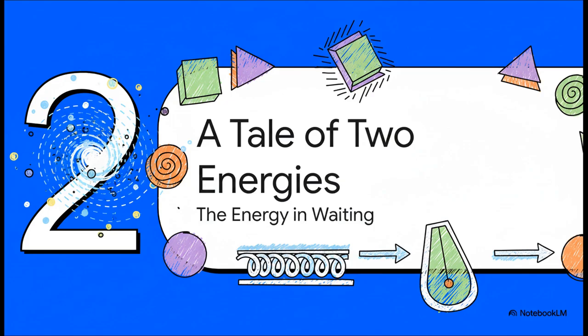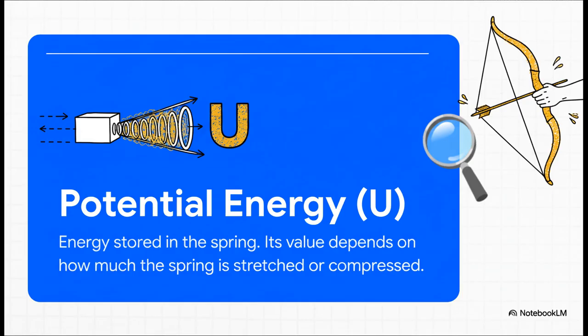But kinetic energy is only half the story. It's got a partner in this dance, a totally different kind of energy that's just as important. Let's call it the energy in waiting. This is potential energy, or U. Now, this isn't energy of the block's motion. It's energy that's stored in the spring. A great way to think about it is like a drawn bowstring. When that spring is stretched or compressed as far as it can go, right at those endpoints where the block comes to a dead stop, that's when the potential energy is totally maxed out. It's just pure stored energy, ready and waiting to be unleashed.